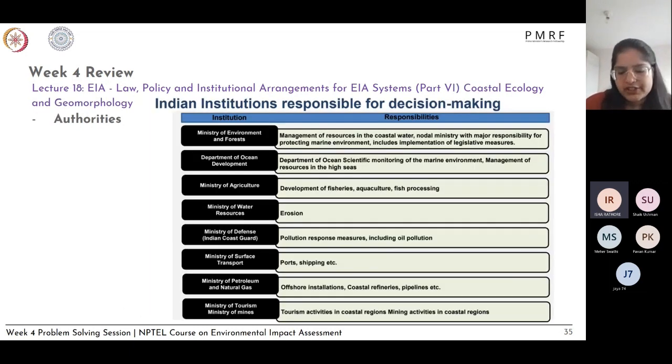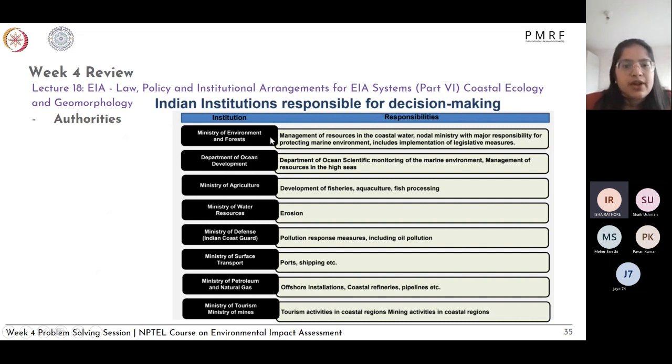And then moving on to lecture 18, this talked about the law, policy, and institutional arrangements for the EIS system, focusing on coastal ecology and geomorphology. So first we look at the authorities. We have the Indian institutions which are responsible for decision making. We have a few Indian institutions which look at the coastal ecology and geomorphology aspects.